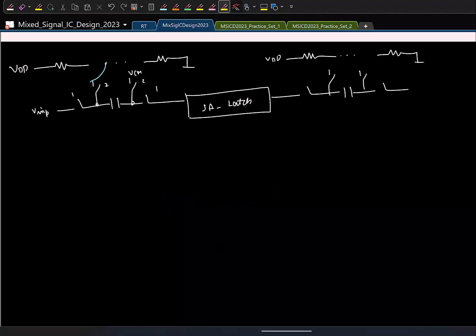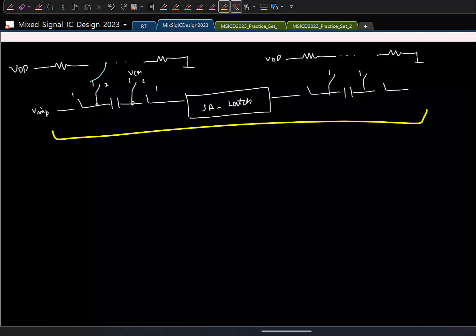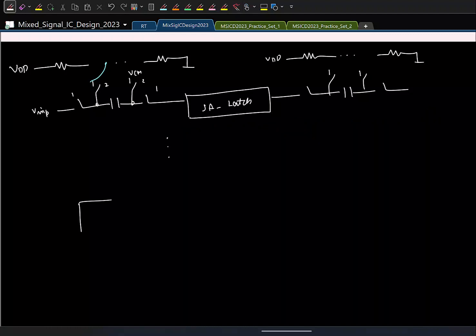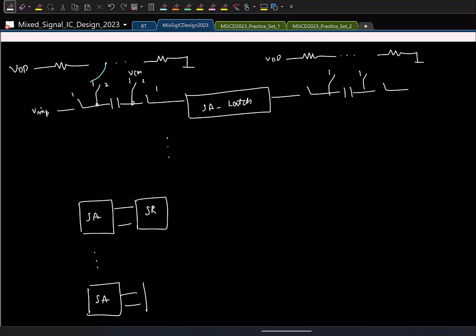So if we have an n-bit flash, how many such structures do I need? You need 2 power n minus 1 such structures, right? And the strong arm latch we have like this, and then we have 2 power n minus 1 such structures, and the output of the strong arm latch has to go to an SR latch. And let's say you take the positive output of this and give it to an adder, and that will give the binary output. Right? So you'll have 2 power n minus 1 bits here, and here you have n bits.